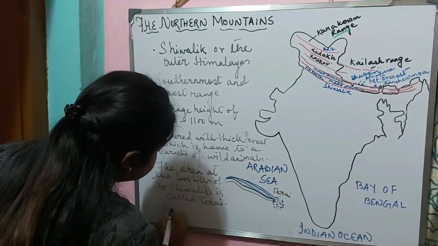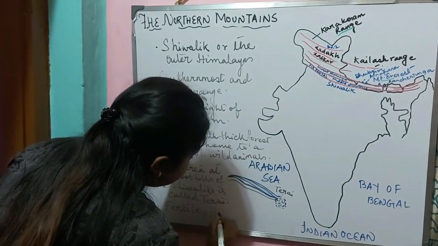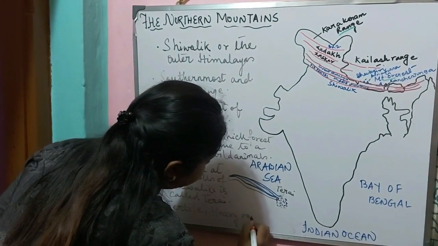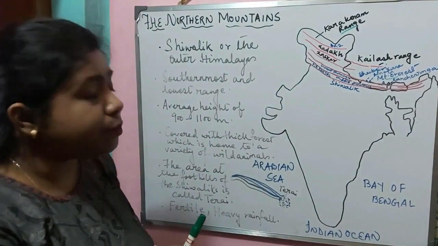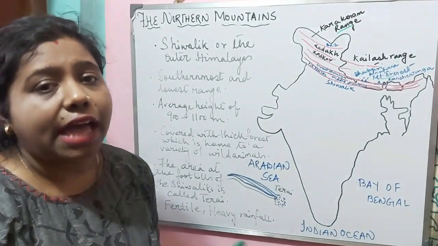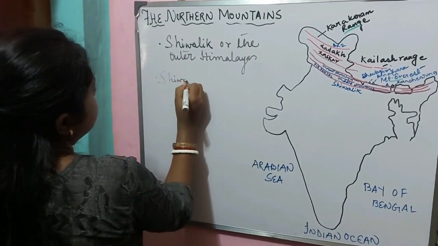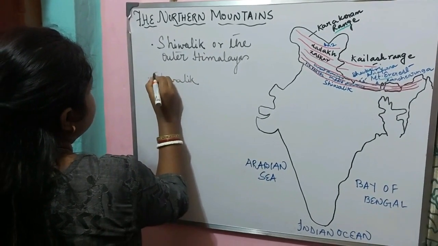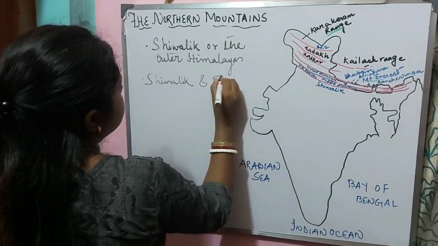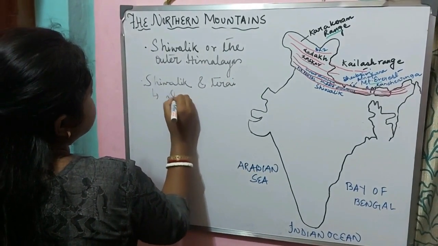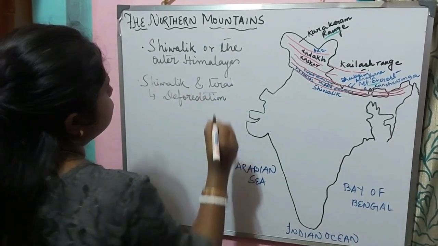This region is very fertile. Why? Because of alluvium, and also it receives heavy rainfall. But there are certain problems which are faced in the Shiwaliks and the Terai region. They are experiencing deforestation. So deforestation is a major problem in these regions.